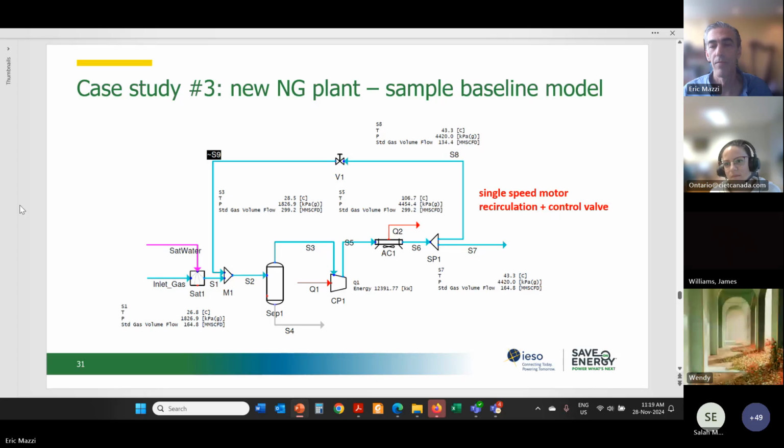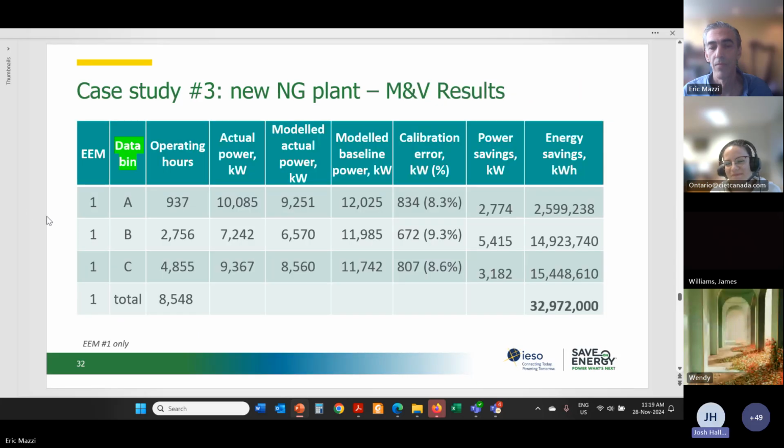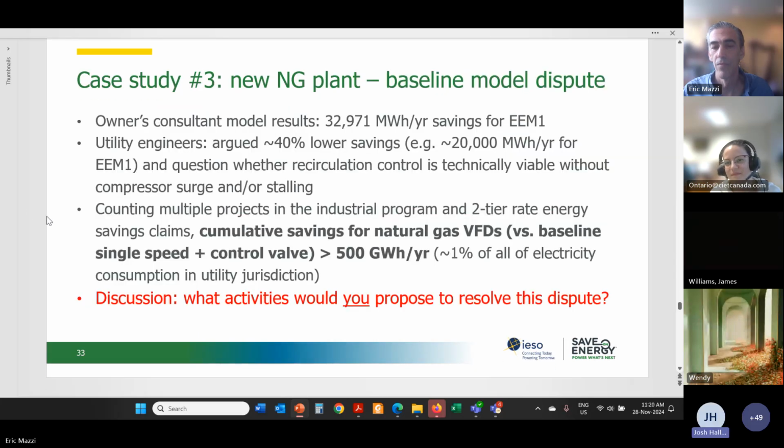Yeah, I guess a philosophical question. If the theoretical base case is something that would never be implemented in the real world or isn't standard practice, why would you be modeling that base case in the first place? That's the 500 gigawatt hour question, Josh, that's being answered with the study. If we cannot find the inefficient baseline equipment anywhere, should it be incentivized in the first place? Why are we doing this?